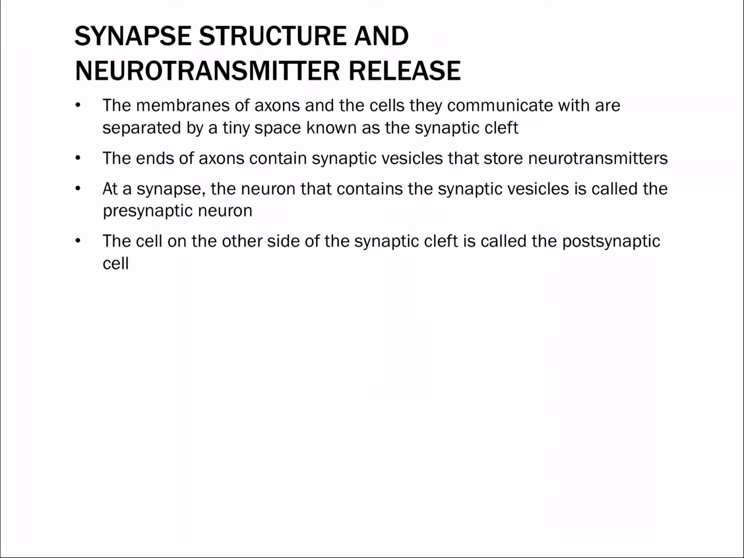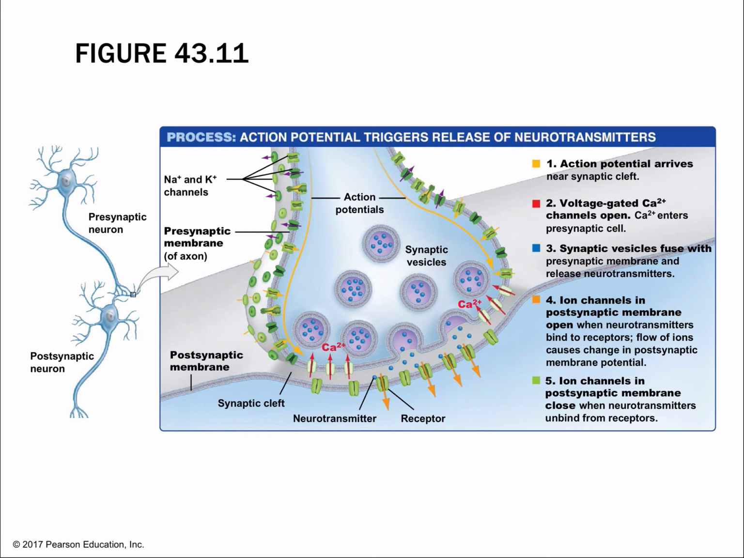At the synapse, the neuron that contains the synaptic vesicles is called the presynaptic neuron, and the one after it is called the postsynaptic neuron, or the postsynaptic cell if it's not a neuron. Okay. So let's look over on the left first. Here's one neuron, here's another neuron.